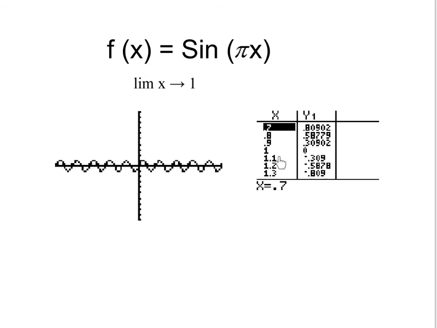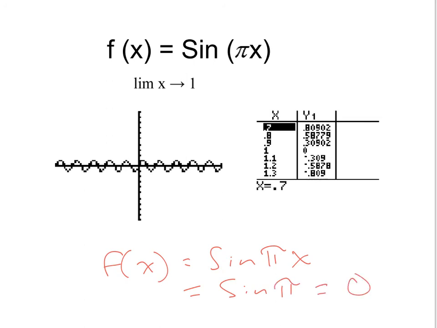And sure enough, by direct substitution, we can see now that when x is 1, our function is equal to 0. Okay? So in other words, let f of x equal sine of pi x. Well, when x is 1, our function is equal to sine of pi, which is sine of 180, and if you remember, that is 0. So sure enough, our limit equals 0, right here, 0.